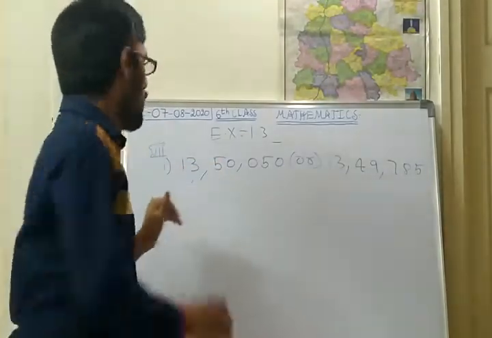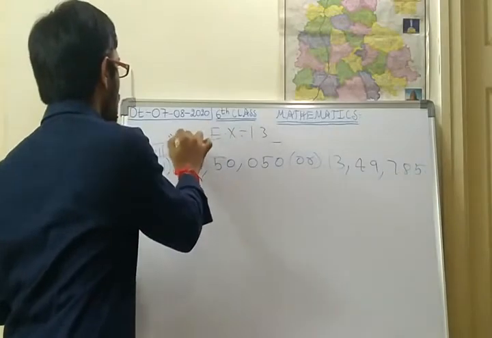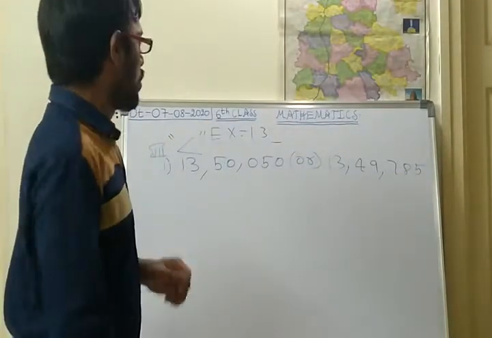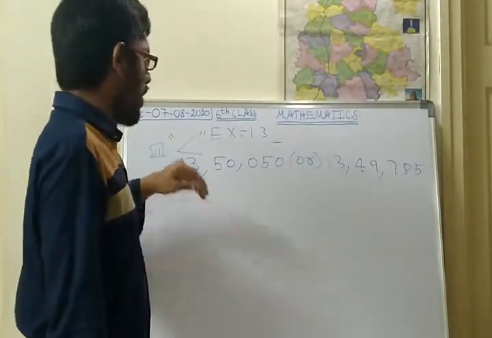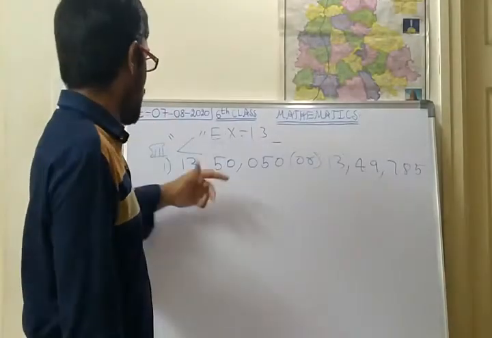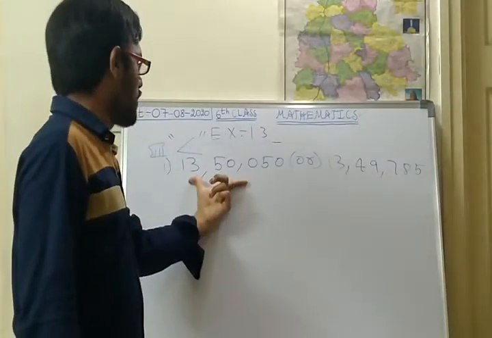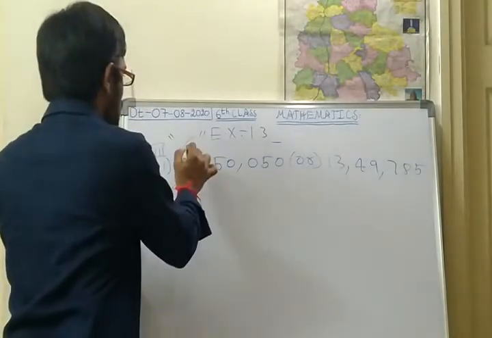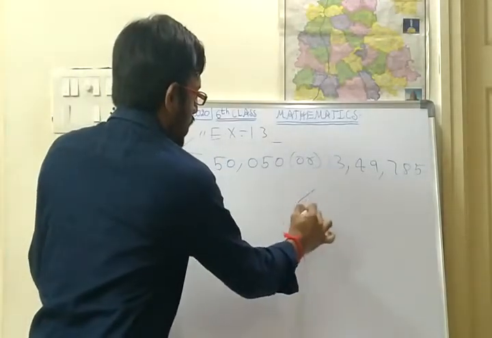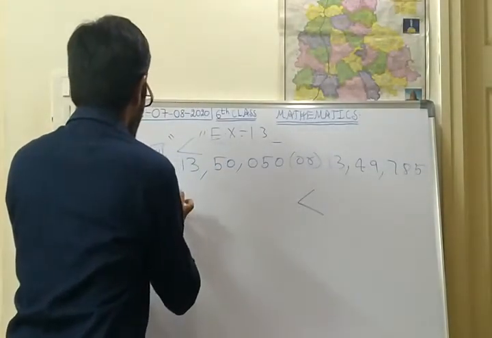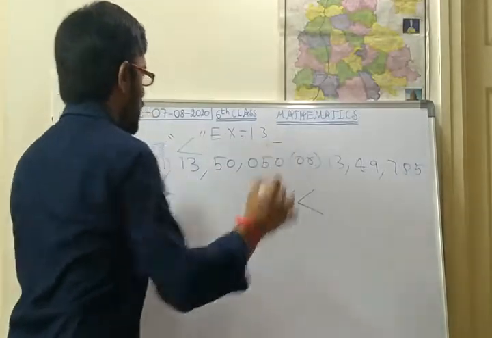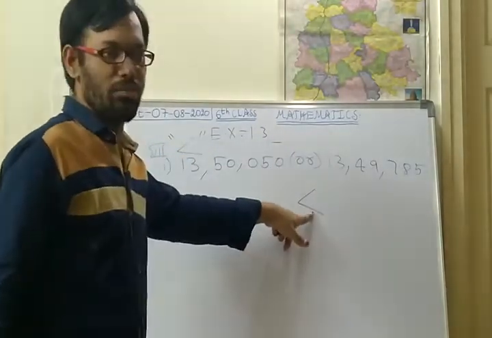Which is smaller than? We have to identify. Some of you students have written this as the smaller number. So first keep this symbol in the middle. In the answer, keep this symbol. Whatever symbol is given, that symbol you have to keep.